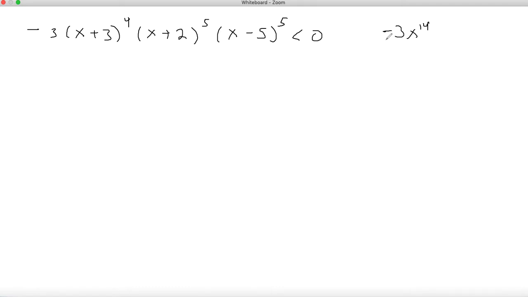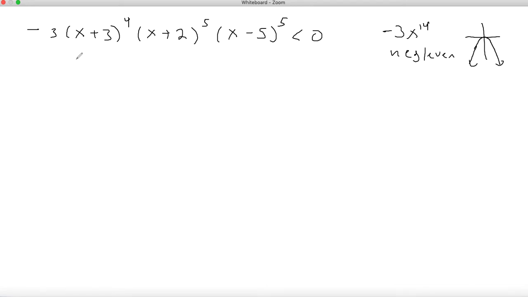So if I did FOIL it, it would come out to -3x to the 14th would be our first term, and that is negative and even. And so that means that this graph is going to come in from the bottom. It's going to do some stuff in the middle. We don't quite know what yet. That'll be the intercepts. But it's going to come back out the bottom as well. So we're going to come in from negative infinity and go back out to negative infinity when we graph this.